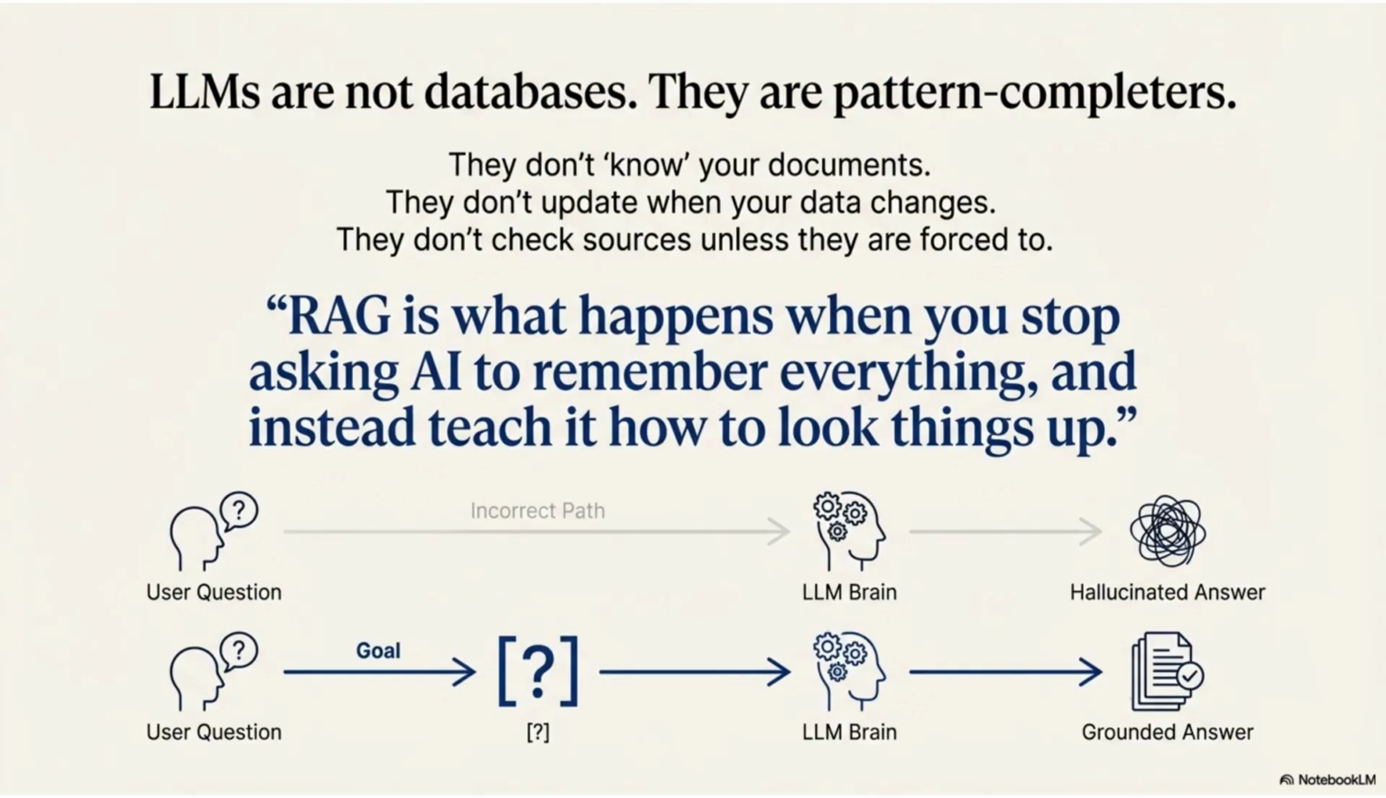LLMs are pattern completers, not databases. They don't inherently know your documents, and they won't update when your data changes unless forced to check sources. RAG is what happens when you stop asking AI to remember everything and instead teach it how to look things up, leading to a grounded answer rather than a hallucinated one.